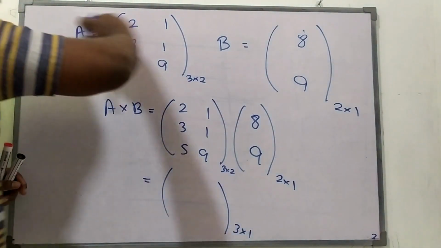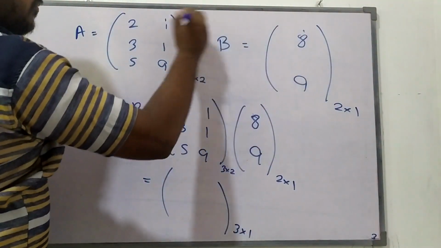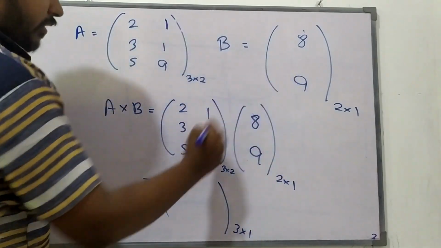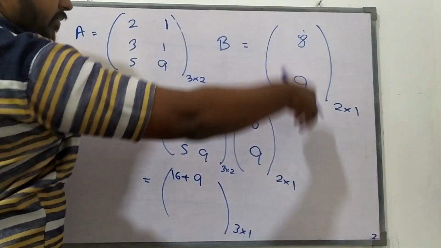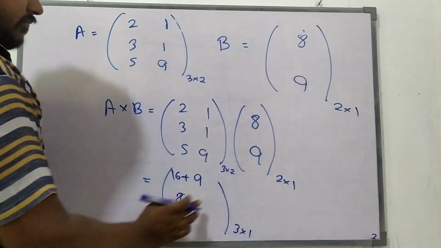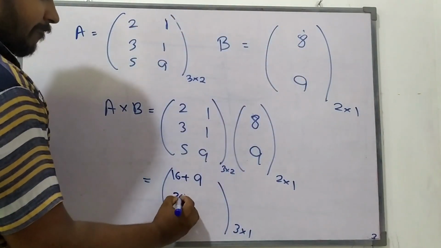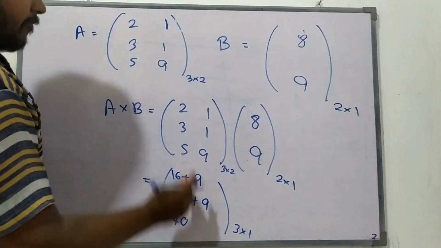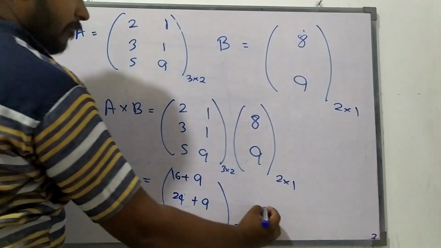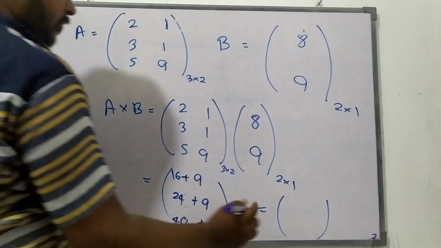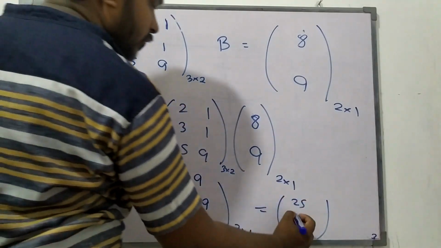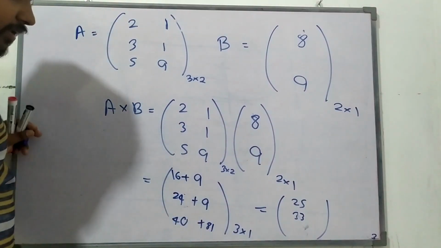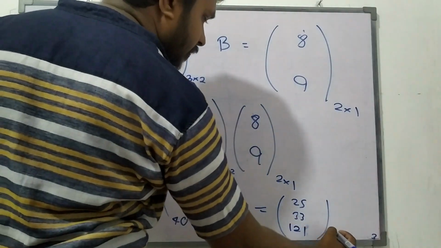So how to multiply? 2 into 1, 8 into 9. It's 16. 1 into 9. 3 into 1. 3 into 8. 24. 1 into 9. 5 into 8. 9 into 9 into 1. Then the answer matrix will be 25, 34, 33, sorry, 33 and 121. This is a 3 by 1 matrix.